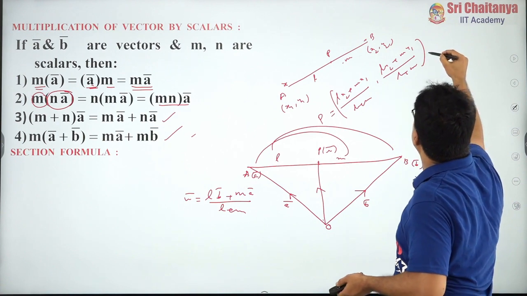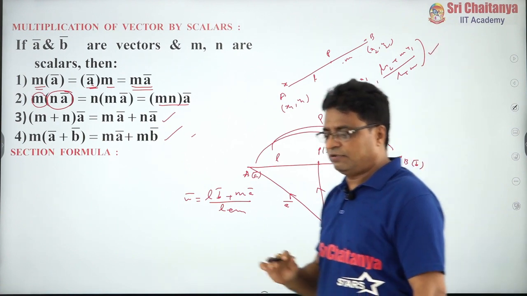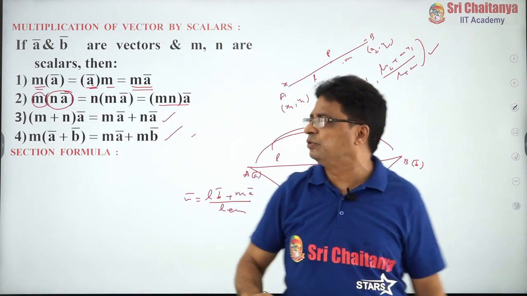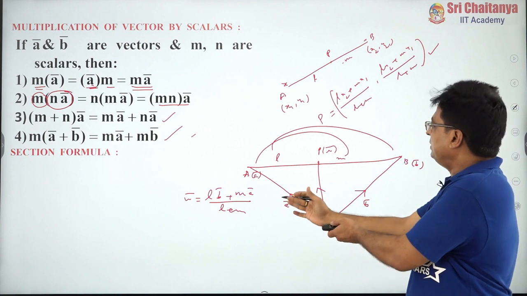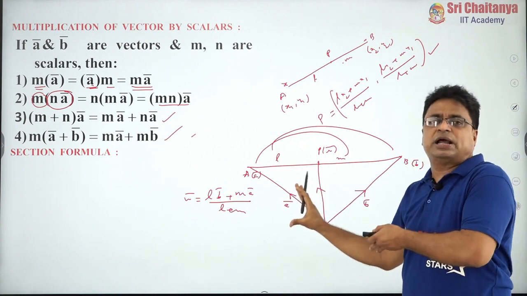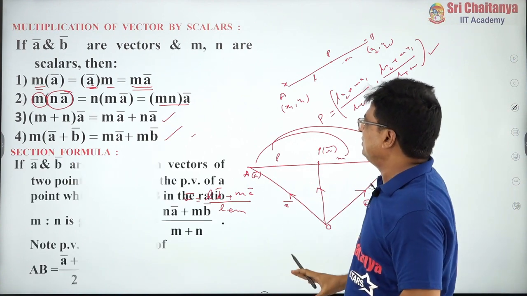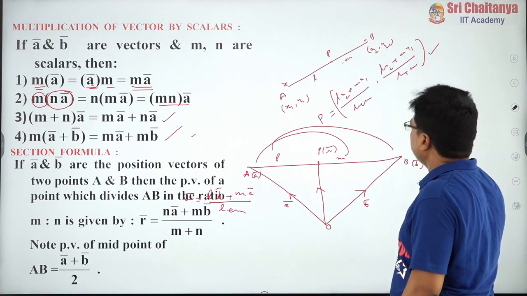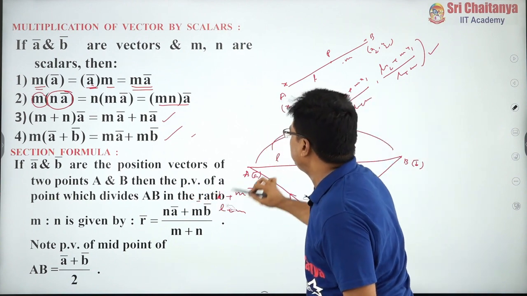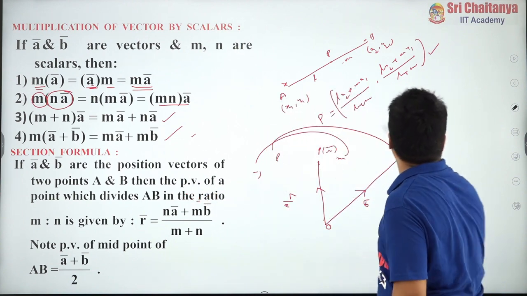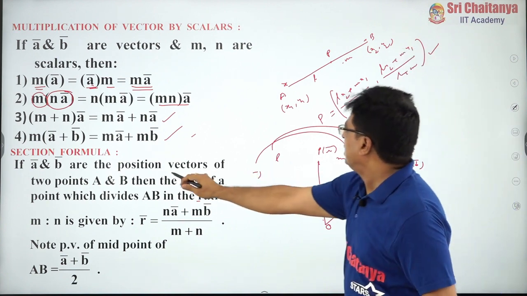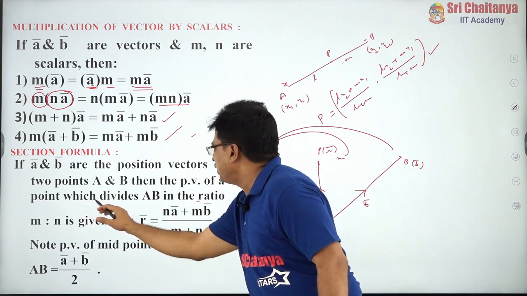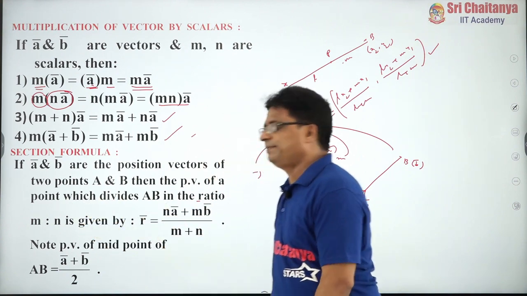Actually you are familiar with this concept, the section formula, in two-dimensional geometry. We have even discussed the same thing in complex numbers. The same thing I am applying here in vector algebra. What matters here is the kind of notation that I have applied. So practice this. See here, my friends, if A bar and B bar are the position vectors of two points A and B, then the position vector of a point which divides AB in the ratio M is to N.